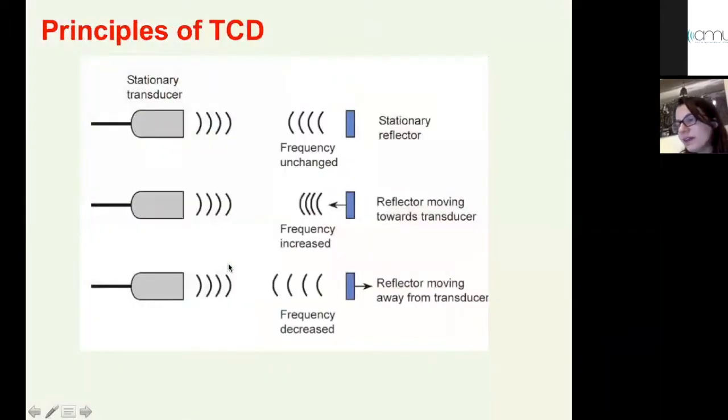So basically, what are the very basic physical principles? The ultrasound signals are produced by a stationary transducer. What happens? If the object insonated is stationary, so if it's not moving, the frequency of the waves that are reflected is unchanged. But if the reflector is moving, what happens? If it is moving toward the transducer, the frequency increases, like in this case. But if a reflector is moving away from the transducer, the frequency decreases.